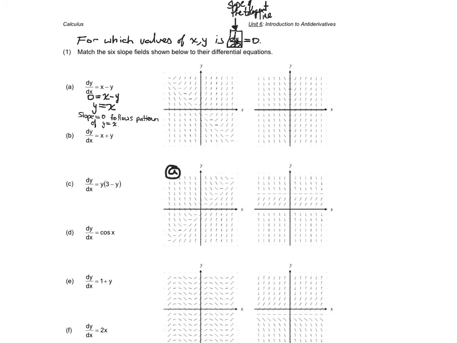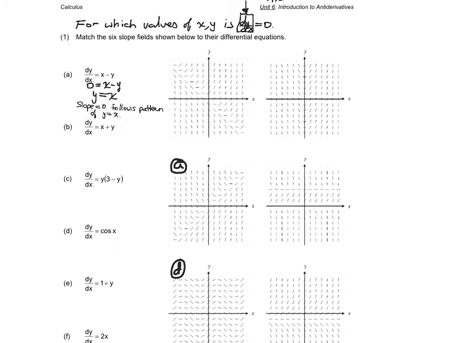Also, you don't want to look a gift horse in the mouth. I don't know what a gift horse is, but you definitely don't want to look it in the mouth, as they say. So for example, in D, I see cosine of x. I know that the antiderivative of cosine of x is sine of x. So I would be looking for a slope field that seems to follow the pattern of a sine function. Out of all the ones that I see here, I'd be looking at this one down here. So that's the one I would call D.